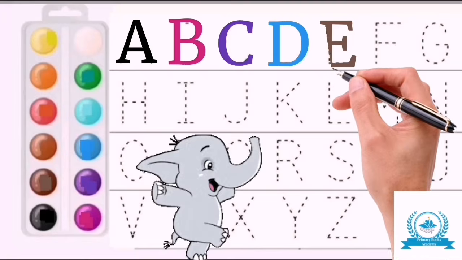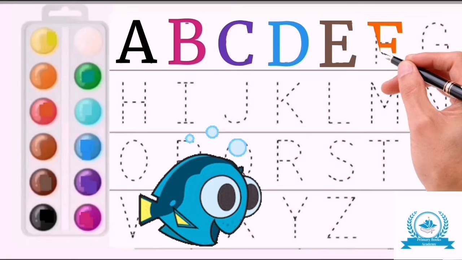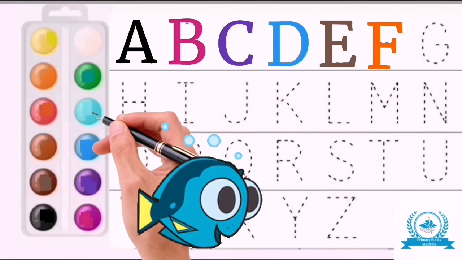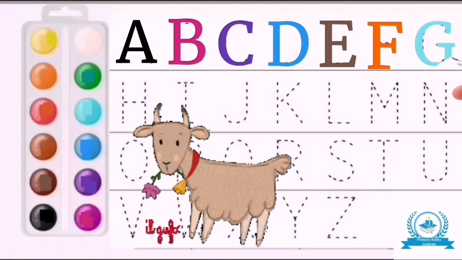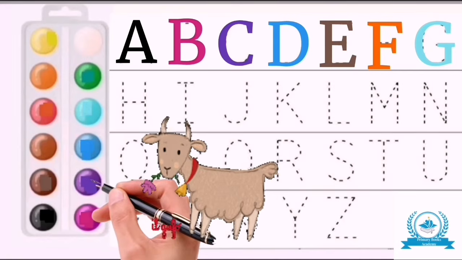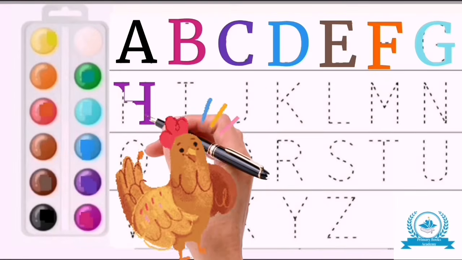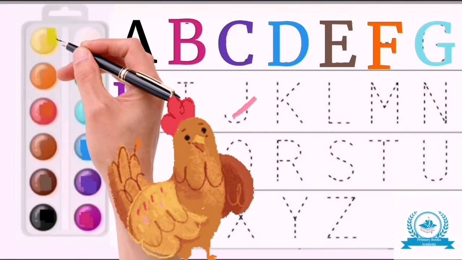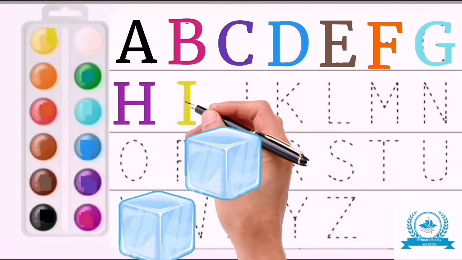E for elephant. F for fish. G for goat. H for hen. I for eye.